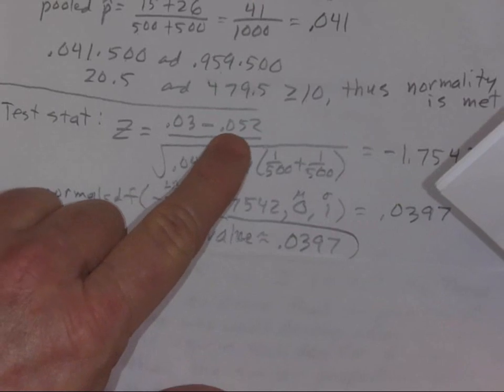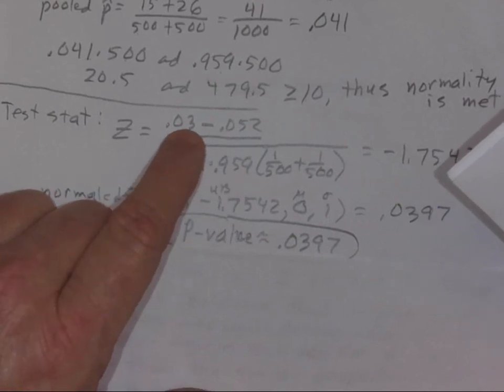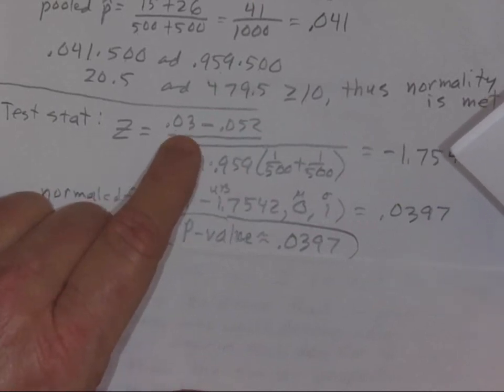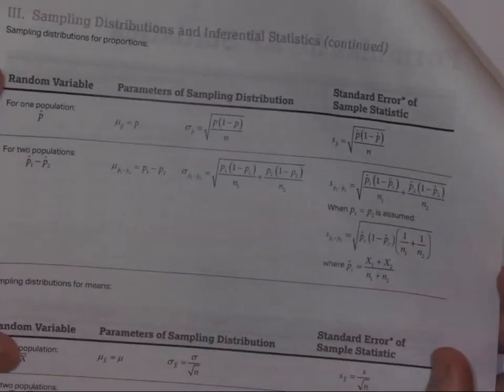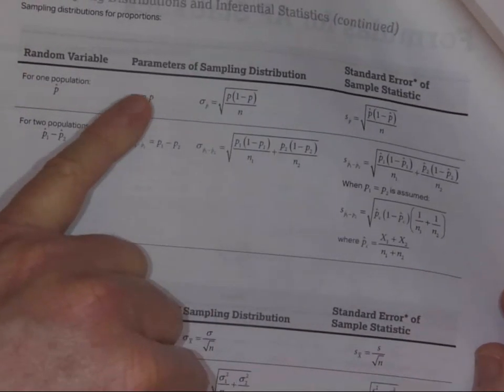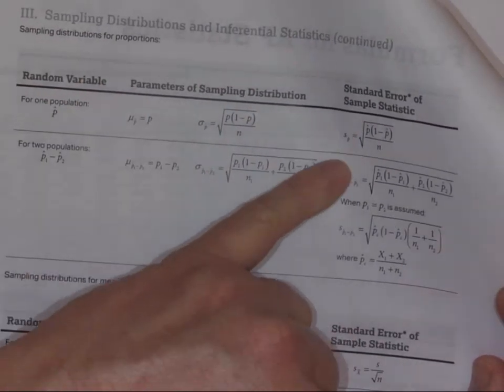Our parameter is actually that they're the same, so our parameters are 0. All right, so there's our difference in statistics, and then the standard error of the statistic, that guy is over here. For proportions, you go here. And so that is it.